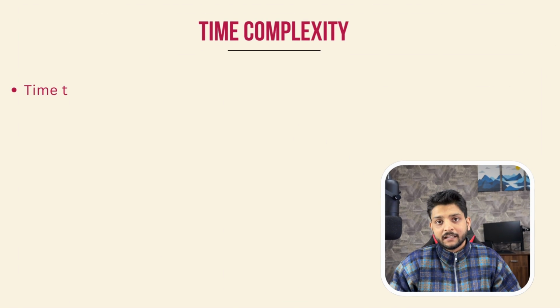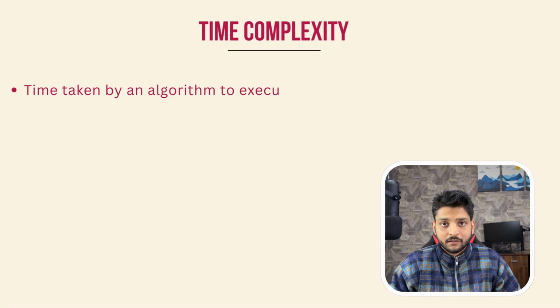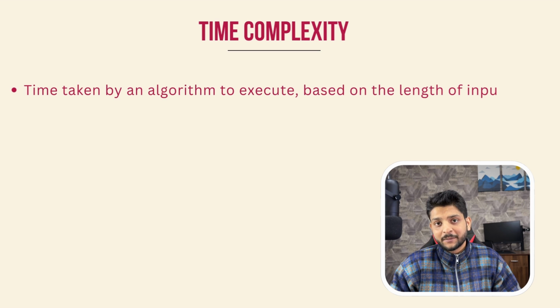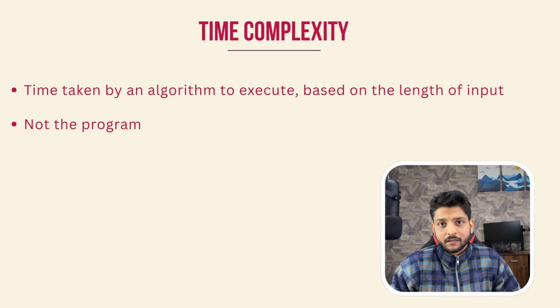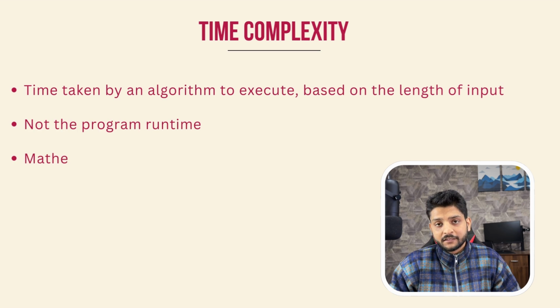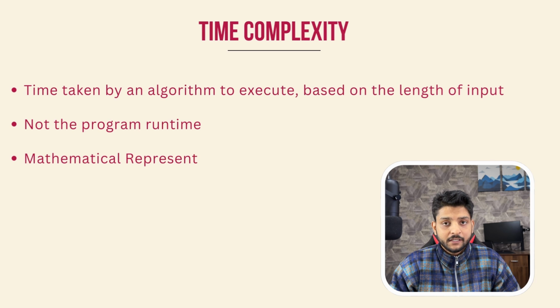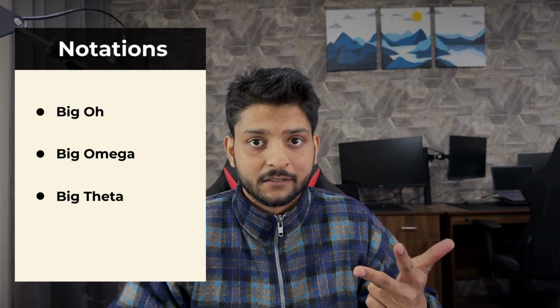Time complexity is defined as the amount of time taken by an algorithm to run as a function of the length of the input. Time complexity is not the same as the runtime of a program. The amount of time needed for execution is a mathematical quantity, so we represent time complexity mathematically using asymptotic notations like big O, big omega, and big theta. Let's understand the difference in these three asymptotic notations.